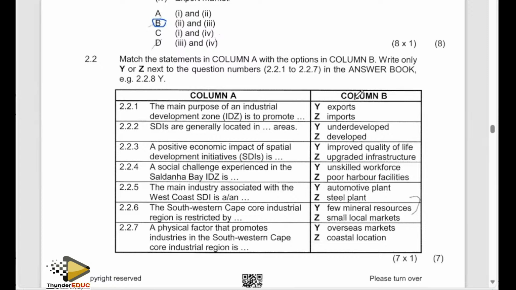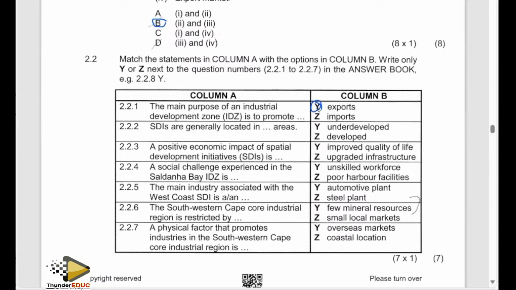Right, we move on to question number 2.2. Right, 2.2.1, the main purpose of an industrial development zone is to promote. Is it exports or imports? The purpose of an IDZ is an export-led development strategy that a country can adopt. Export-led development, we are saying the country targets to achieve development through improving its exports. Exports, we are talking of goods or services which are sold to other countries. So in this instance, our correct response is Y, which is exports. Move on to the next question.